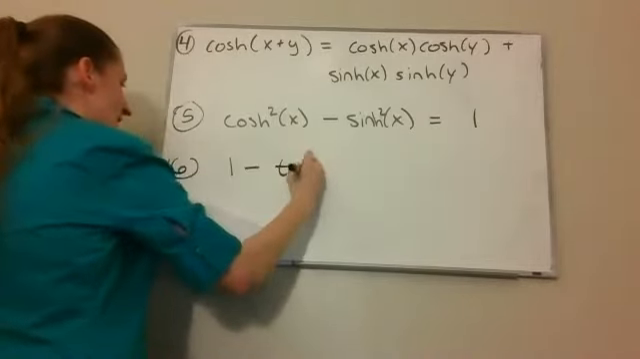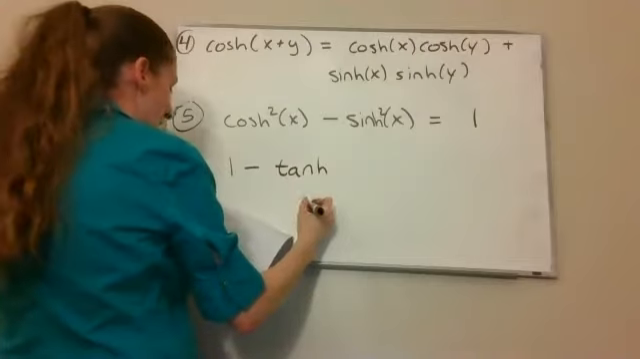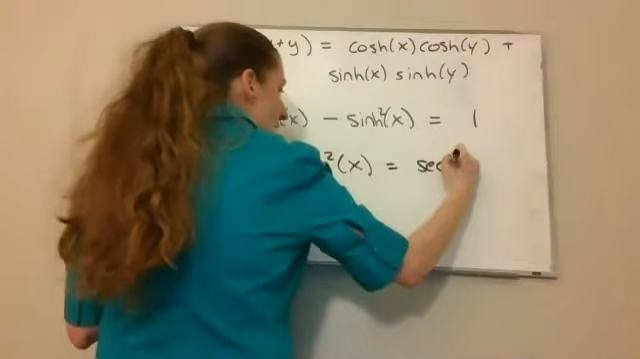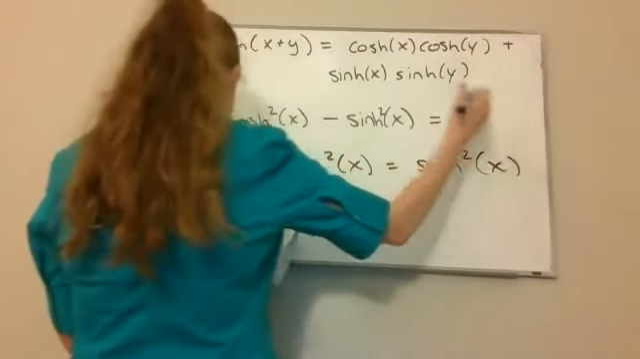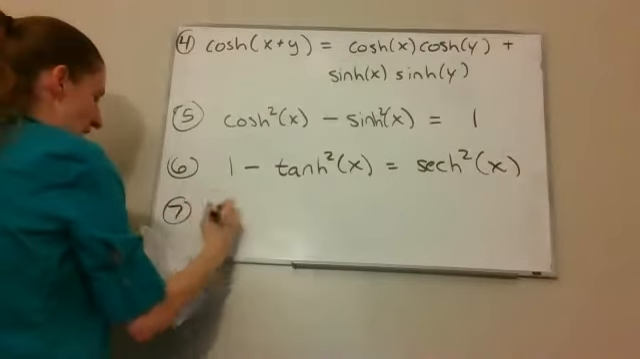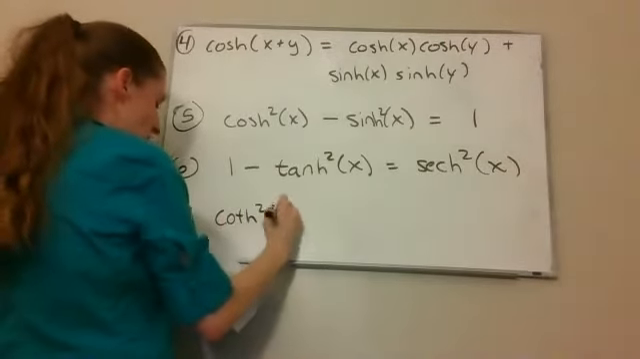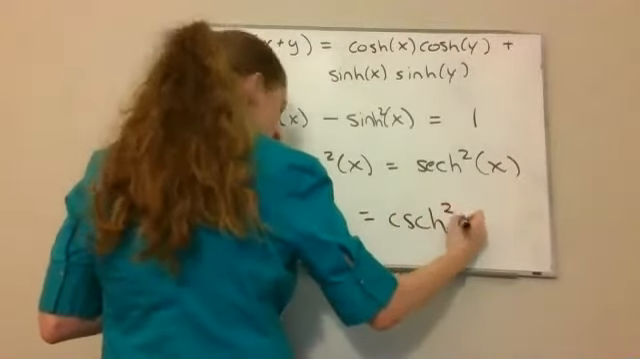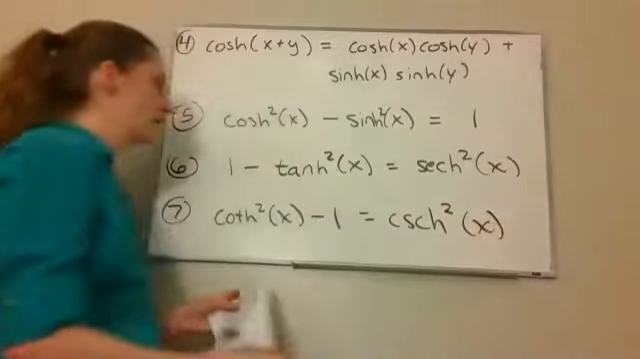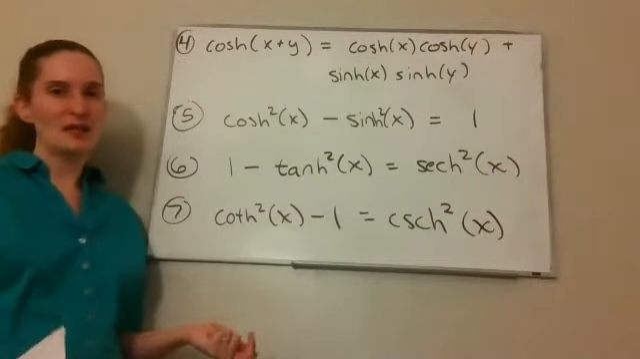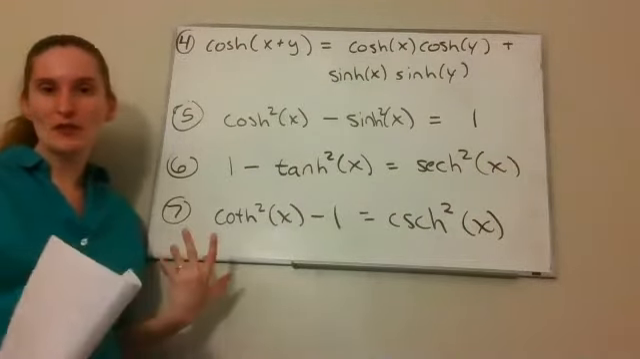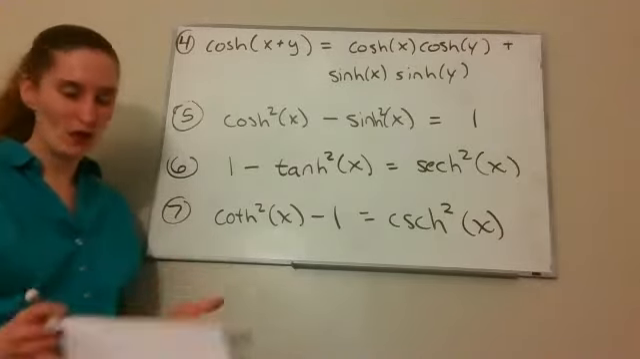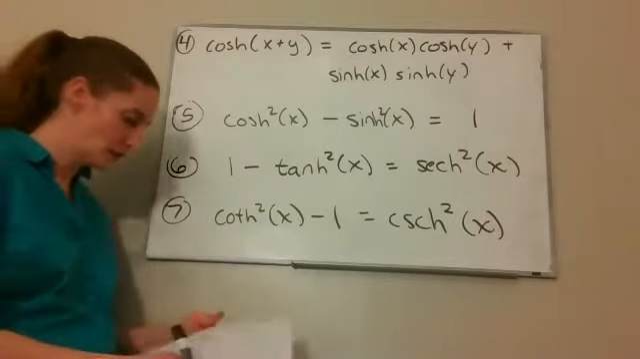Another common identity: 1 minus the hyperbolic tangent squared is equal to the hyperbolic secant squared. And hyperbolic cotangent squared minus 1 is equal to hyperbolic cosecant squared. So those are some of the most common identities. There are others out there, but I just wanted you to see some of them. They come in handy sometimes when you need to simplify things involving hyperbolic trig functions.